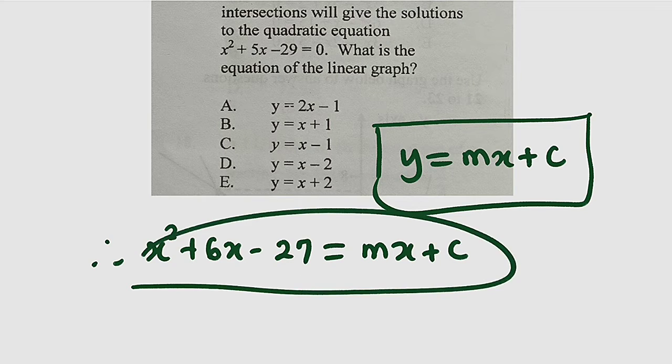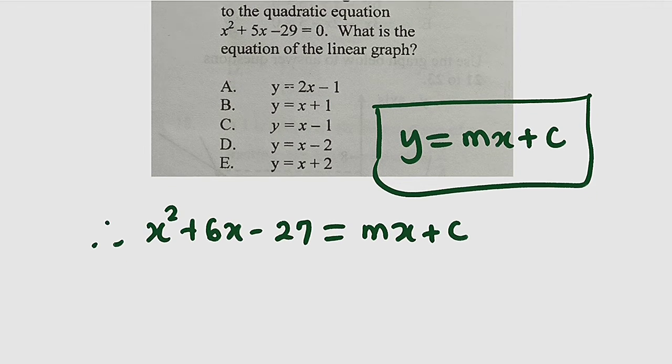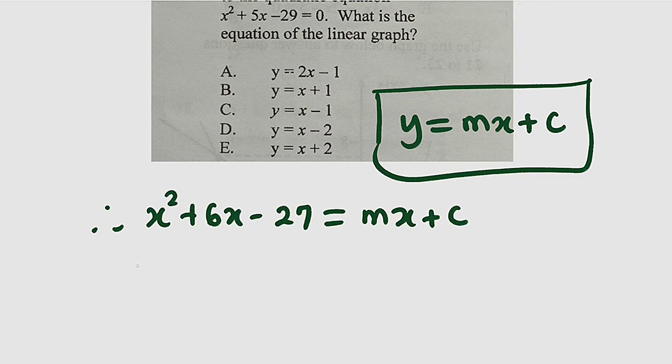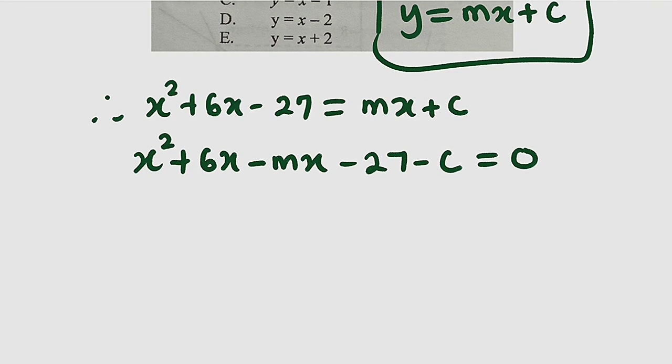If you solve for x here, it will determine the points of intersection, that is the value of x at that point. So let us collect the like terms. We have x squared plus 6x. As this crosses over, it becomes negative mx. Then we have minus 27. As this crosses over, it becomes negative c. The whole of this equal to 0.